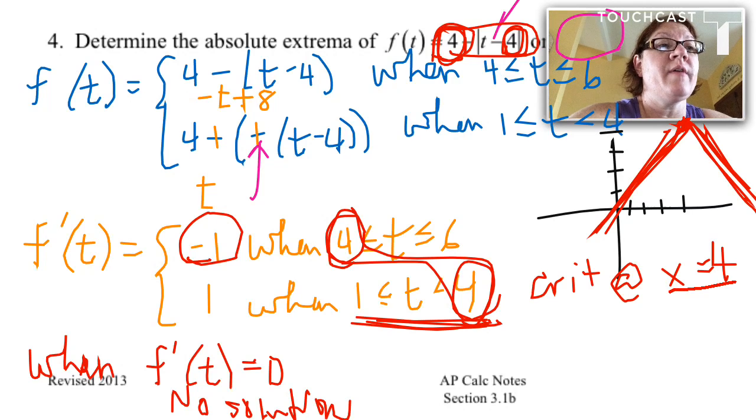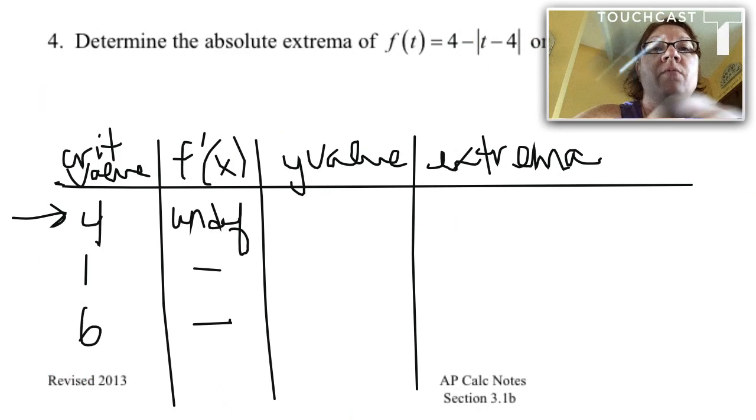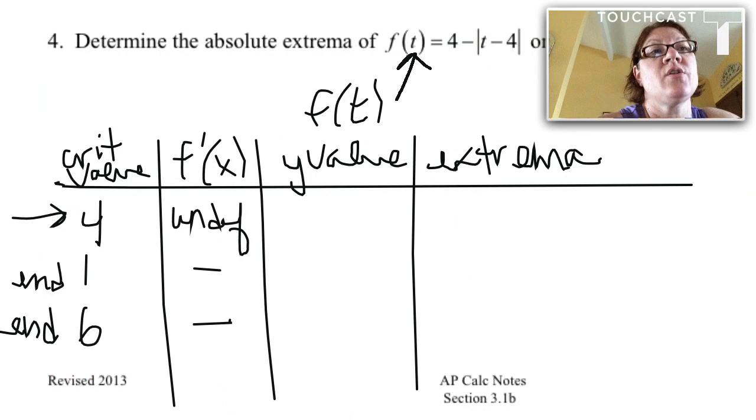So I've got my critical value at x equals 4, and I have my two endpoints of 1 and 6. All three of those have to go into my table. So I made my table. Here was my critical value of 4 that I got when the slope is undefined, and then these both are endpoints. So I don't really care about what's going on with the slope because I'm going to check them anyways since they're endpoints. And so now I want the y value, but I have to substitute into the original function.